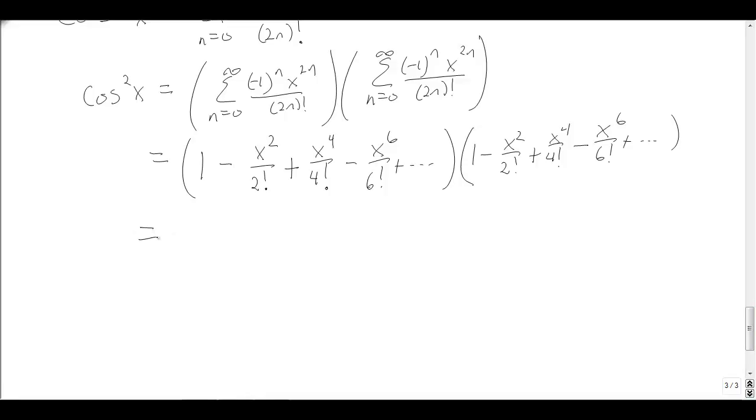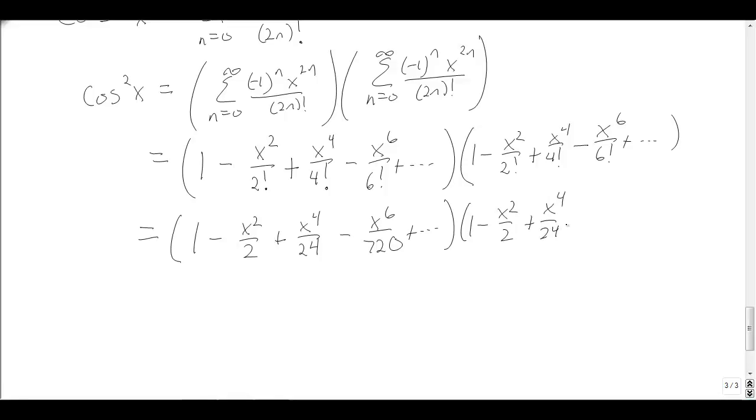And so what I'm going to get here, maybe before I do that, let's just evaluate the factorials so we don't have to write those down. I have 1 minus x squared over 2 factorial, which is 2. 4 factorial is 24, 1 times 2 times 3 times 4. And 6 factorial is going to be 720. And so then I'll get 1 minus x squared over 2 plus x to the 4th over 24 minus x to the 6th over 720 plus some more stuff.